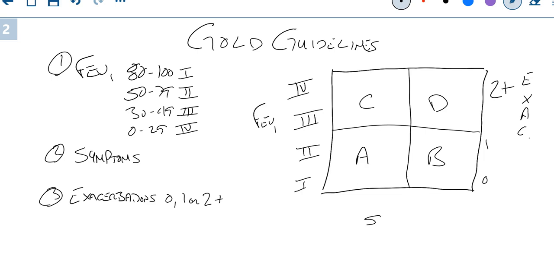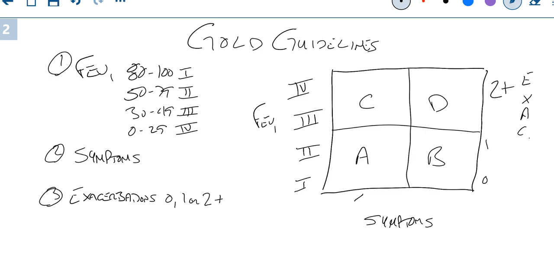So GOLD guidelines. Went through everything on the right. I was drawing the diagram talking about how to incorporate these letters now. We have our two axes with FEV1 on the left-hand side, exacerbations on the right. Down along the bottom, that's what I was working on. What goes down here, this is symptoms.